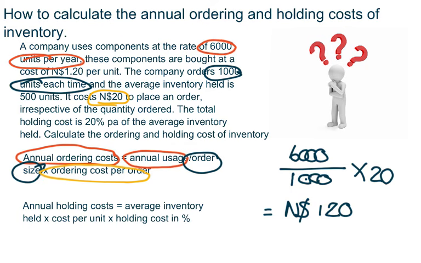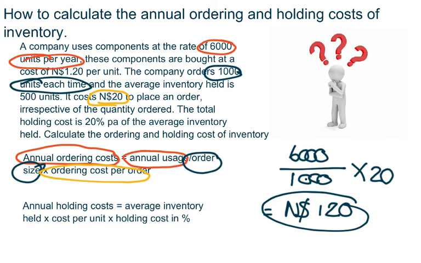If we compare this answer with the information that we got, we said that it will cost us $20 to place an order, and if we are saying the annual order cost is now 120, so now you can see how it relates to the cost to place a single order.